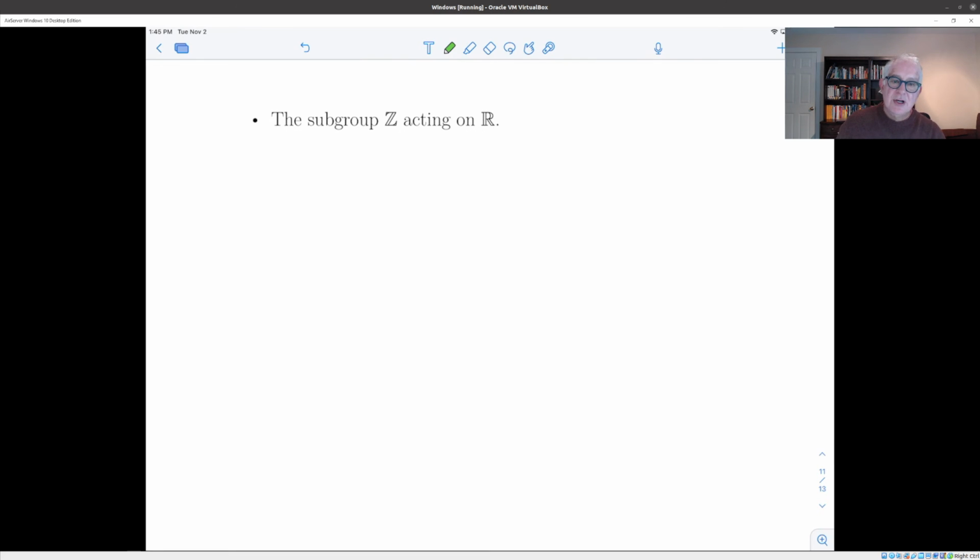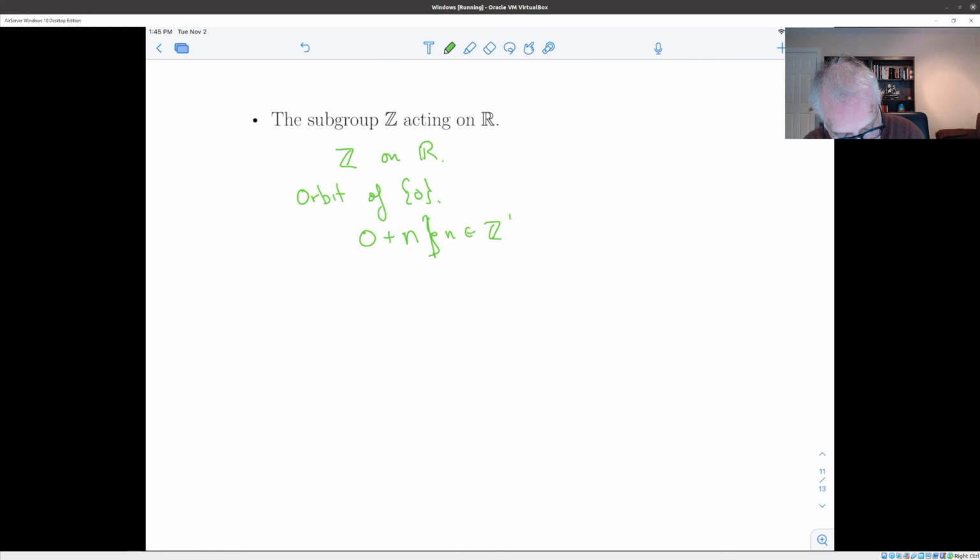Couple more examples. What about Z acting on R? This is kind of an unusual one. So, what is the orbit of 0? Well, it's everything you can get from 0 by adding an integer. In other words, it's the integers sitting inside R. What's the orbit of pi? Well, it's all the numbers you can get by adding an integer to pi.